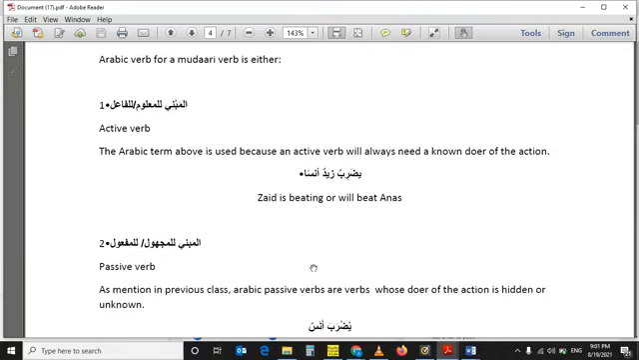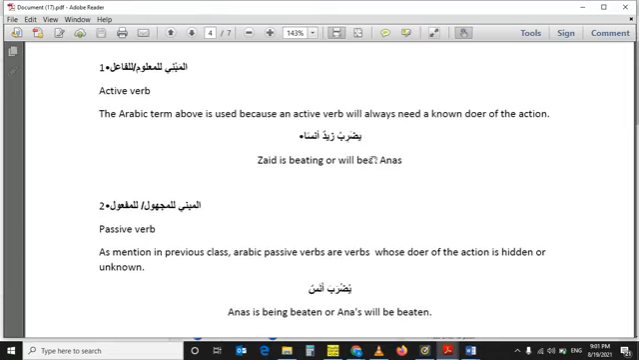Now we are looking at al-mabniyu lil-majhul, or mabniyu lil-maf'ul. So this is the passive verb, the one whereby we can mention a verb without mentioning the person that performed the action. So in this earlier example, I said yadribu zaidun anasan. Zaid is beating Anas, or Zaid will beat Anas. When I use the passive verb, I say yudrabu anasun. You see that now there is no Zaid in the sentence. What does it now translate? Anas is being beaten, or Anas will be beaten, because our mudari gives two meanings.